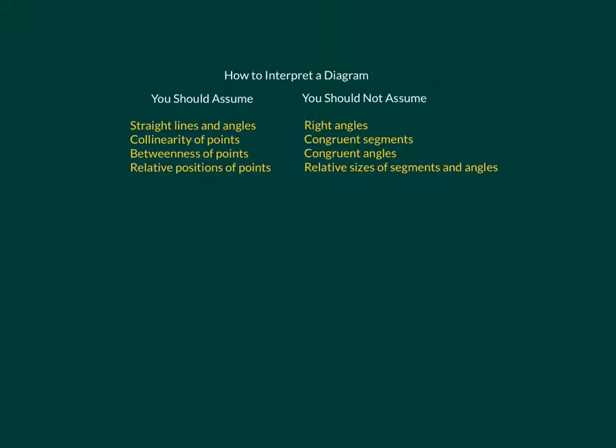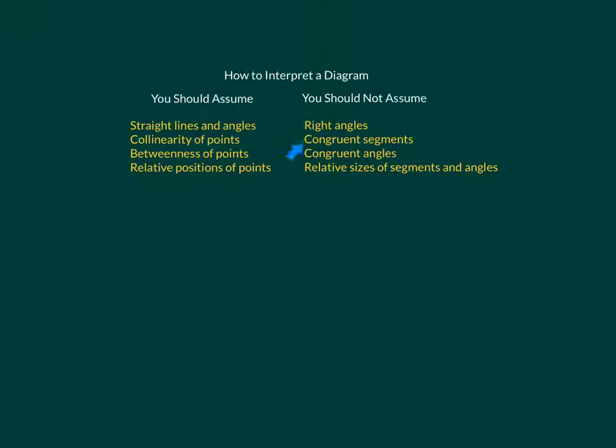The "you can't assume" column is there for two reasons. The first is that a lot of times your eye can't tell the difference. You have that human error, so you can't necessarily tell when things are right angles or congruent. But the other reason is that in geometry, not everything is drawn exactly to scale. So you can't assume things like right angles because it might not be drawn to scale, but it also might be an 89-degree angle and your eye cannot tell the difference.